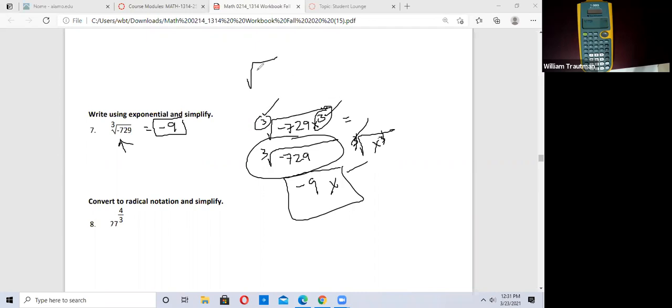Same way with the square root of 25x squared. Square root of 25 is 5. You know, there's an invisible 2 here. The square root of x squared is just x. If it's a square root and a power of 2, they just cancel and then the x pops out. Square root of 25 is 5.